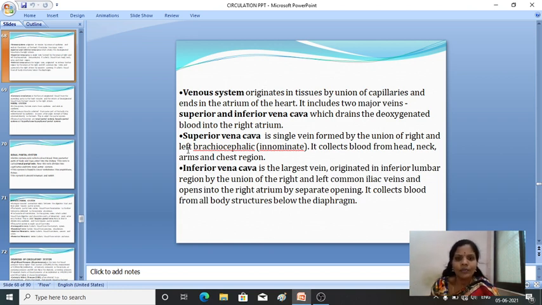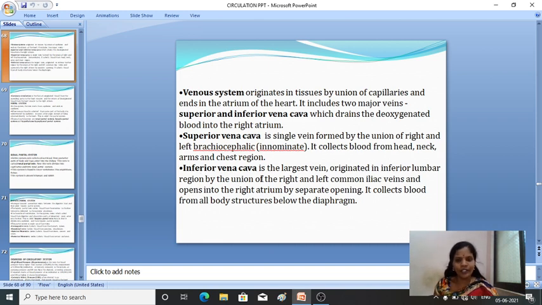Superior vena cava is a single vein which is formed by the union of the right and the left brachiocephalic veins. It collects the blood from the head, neck, arms and the chest region.